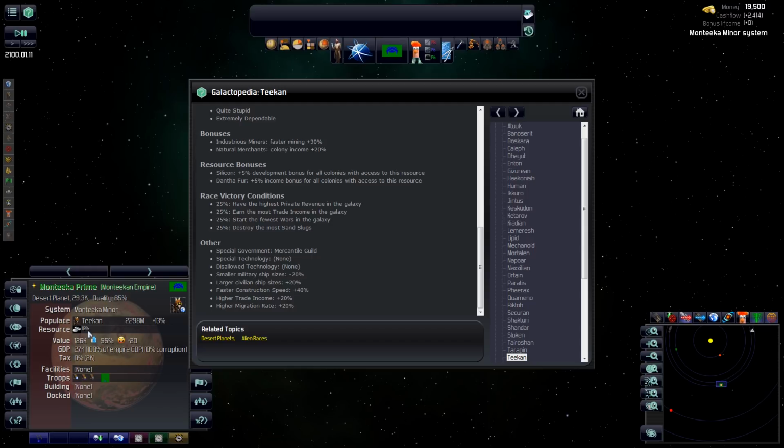And I'm just looking at our home colony, there's only silicon on it at the moment. And hopefully we'll have some Danthifer spawn here. It happened in one of my test games, and that really helped out.